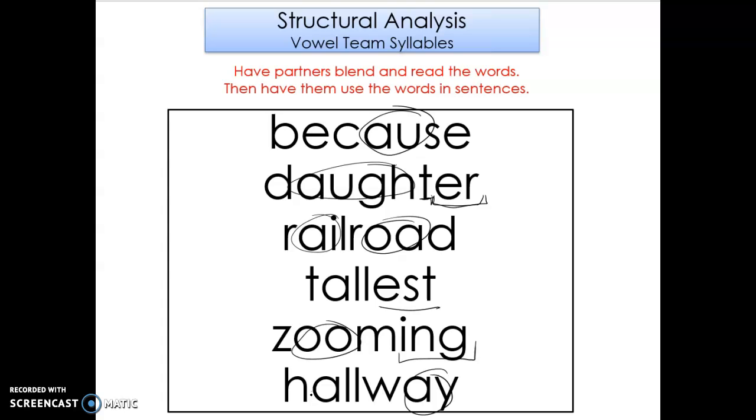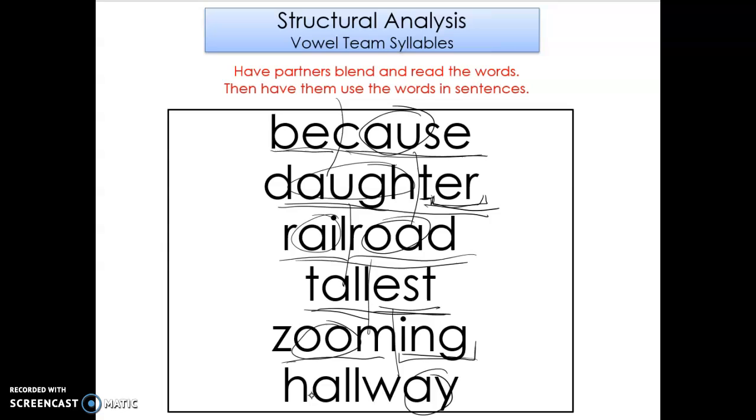So let's read them together. Syllable, because, daughter, daughter. Rail, road, railroad. Tall, est, tallest. Zoom, in, zooming. Hall, way, hallway. Did you see compound words in this as well?